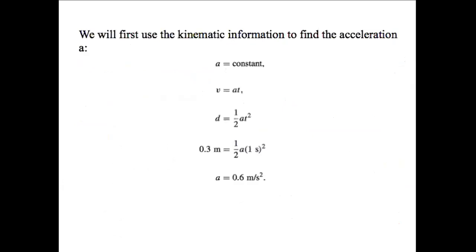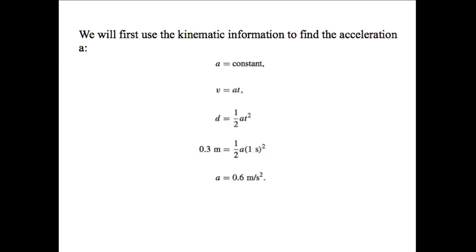Okay. From the example, we know that 1 second after they are released from rest, they have moved 0.3 meter from their initial position. So we can use the kinematic information from the previous chapter to determine the acceleration. We have a constant acceleration. This is the equation of position for constant acceleration. When we substitute the given information, we find the acceleration is 0.6 meter per second squared.